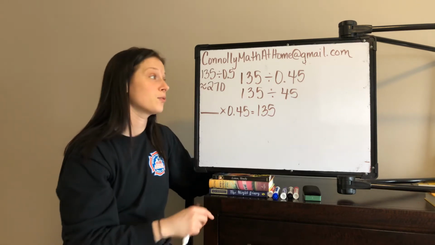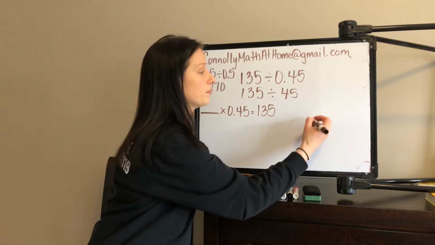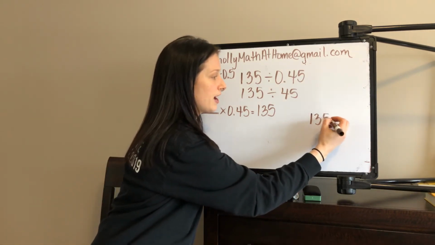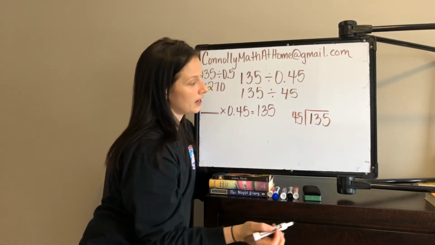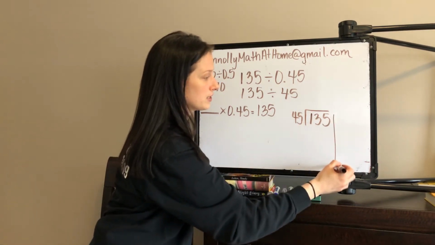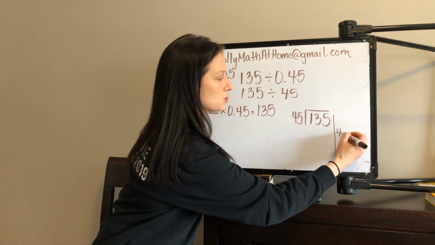So then, what do we do? We divide as if we're working with whole numbers. 135 divided by 45. So where do we want to start? I think I'll do 45 times 20 first.